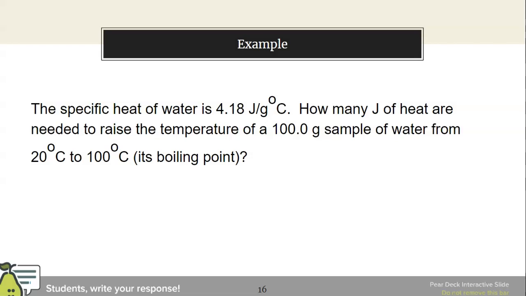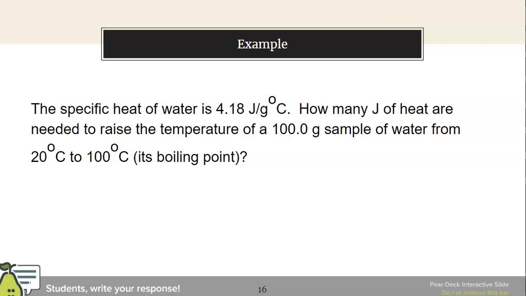So let's look at an example. The specific heat of water is 4.18 joules per gram degree Celsius. All right, so that's C. How many joules of heat are needed to raise the temperature of a 100-gram sample of water from 20 degrees Celsius to 100 degrees Celsius?